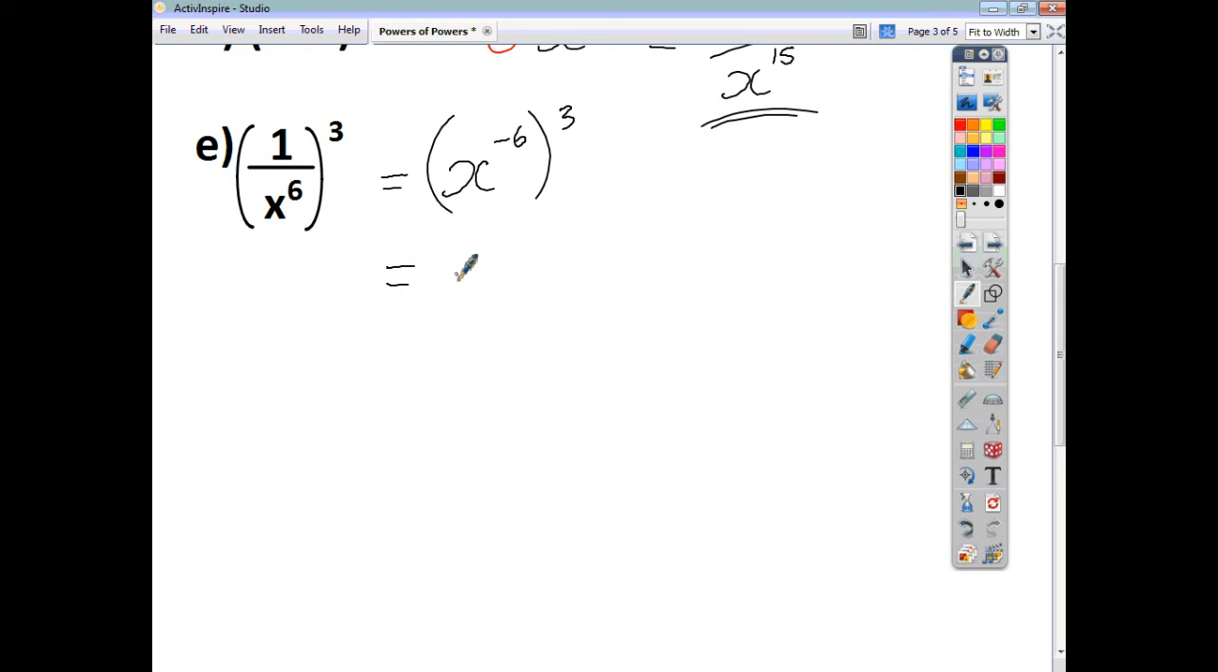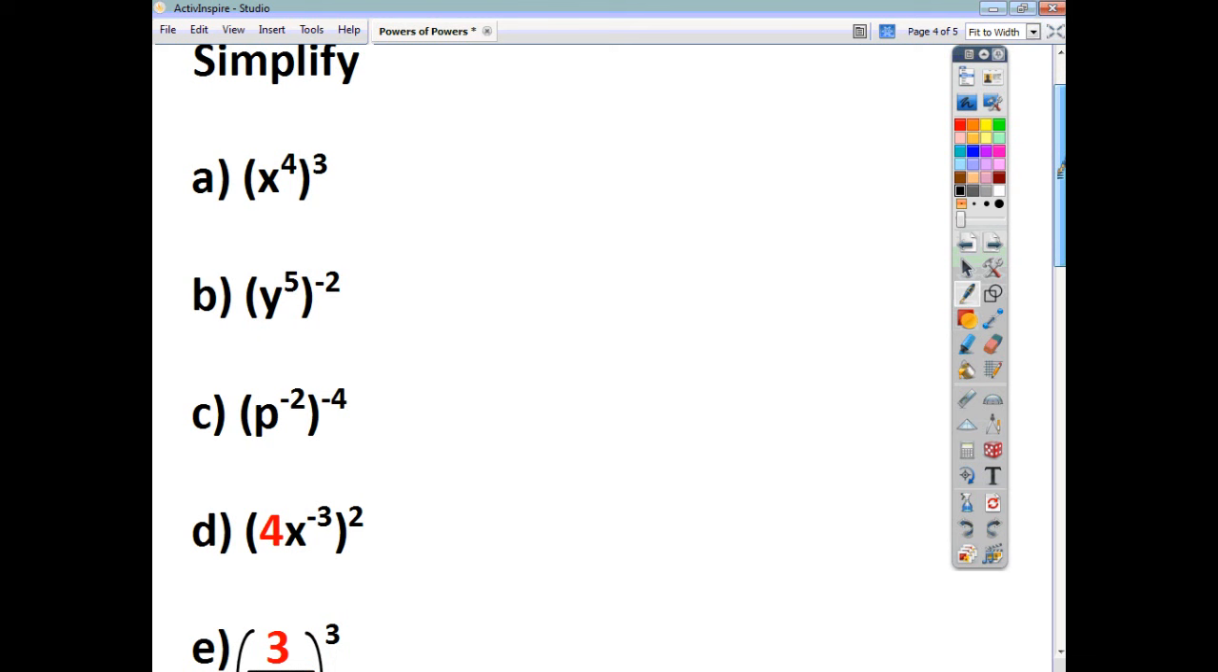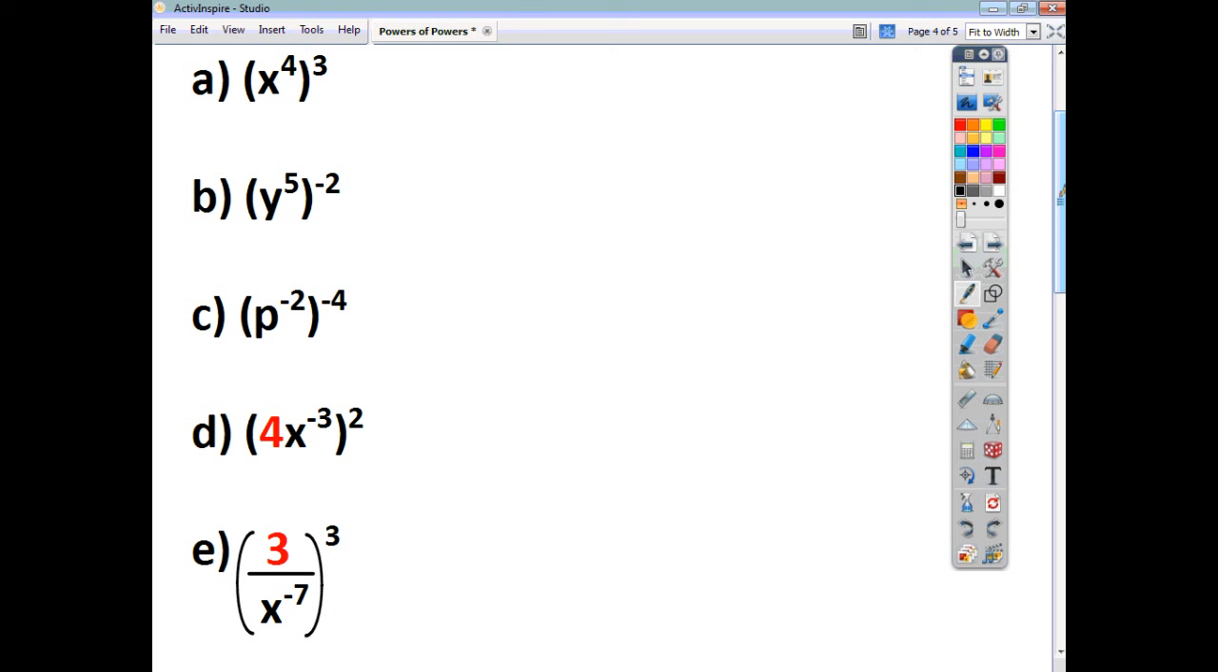And now that I've got it written in this format, I can just use the rule x to the power of m all to the power of n, and I can say that's going to give me x to the power of negative 6 times 3, which is negative 18, and I can move the base and power downstairs, and I get 1 over x to the power of 18. And that's how you would do these questions, using that indices rule. Okay, so I'm going to give you a few questions to do yourselves, so you can pause the video and have a go at them and see how you get on, and then come back and check and see if you got them correct or not.